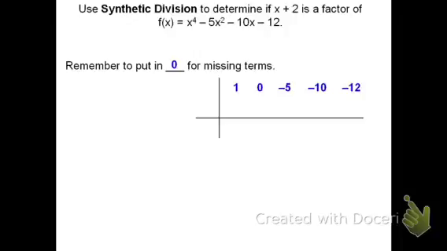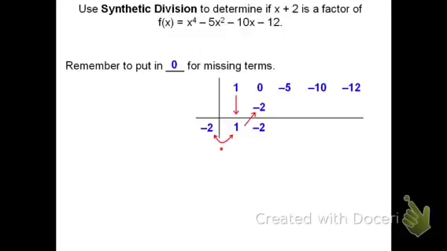You have to be sure on this that if you have a missing term, meaning we went from an x to the fourth to an x squared, you've got to put a 0 for it. Otherwise it won't work. Now the factor is x plus 2. Because the factor is x plus 2, the root is negative 2. To begin, we bring down the first term of our coefficients. We'll now multiply the negative 2 times the 1. Negative 2 times 1 is negative 2, and we write that underneath the next term. We now combine the 0 and the negative 2, and 0 plus negative 2 is negative 2.